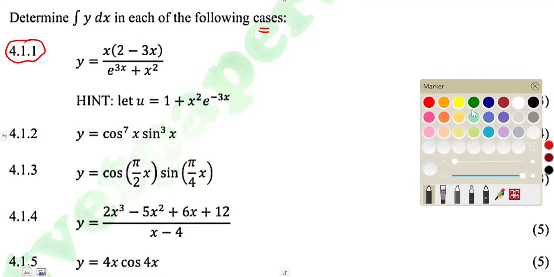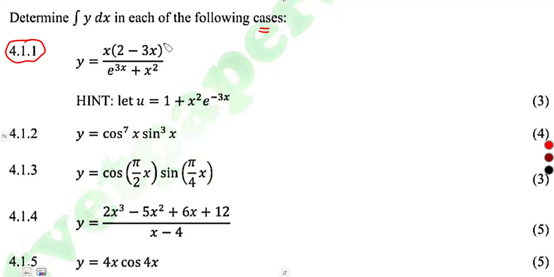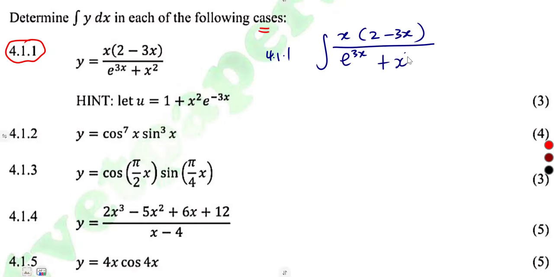That is the integral of this. This is y there, meaning that it is going to give us the integral of x into 2 minus 3x, everything over e to the exponent of 3x plus x squared. That is with respect to what? With respect to x. But they gave us something very important, this hint.